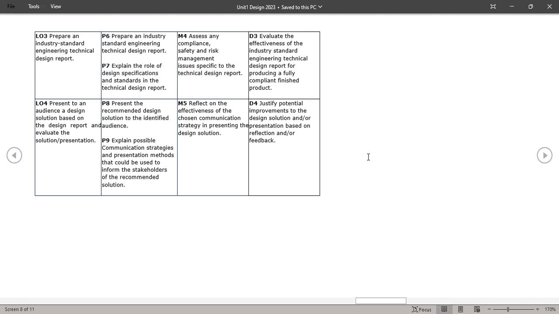So Unit 1 and Unit 4 do dovetail together. My guidance would be for the learners to undertake Unit 4 project first. And once that's completed, then undertake Unit 1, which is a design project, so that they get the full range of experience on different types of projects.